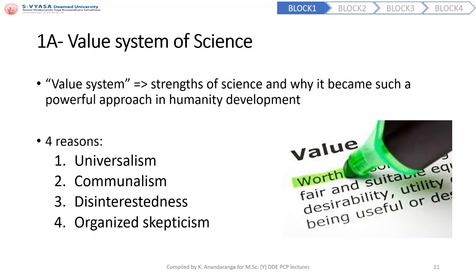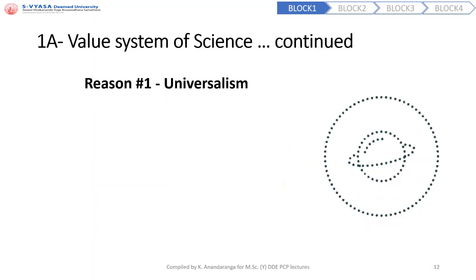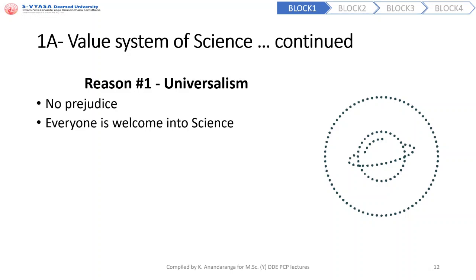You could attribute it to 4 reasons: universalism, communalism, disinterestedness, organized skepticism. Big sounding words. Let's take a minute to review each one of these terms in the subsequent slides. Universalism means it applies to everybody. There is no prejudice. Everyone is welcome to learn science, practice science, be a scientist.